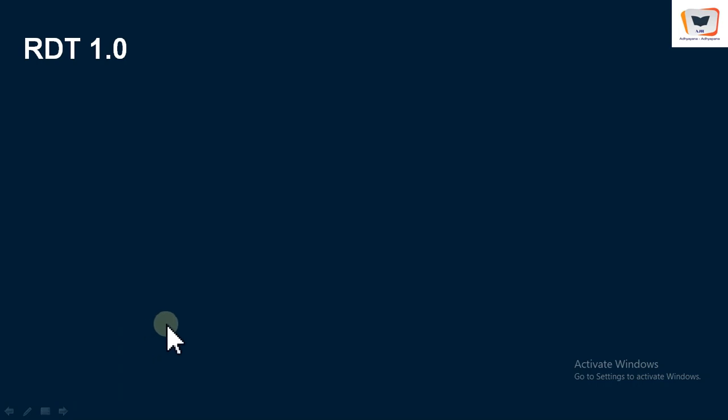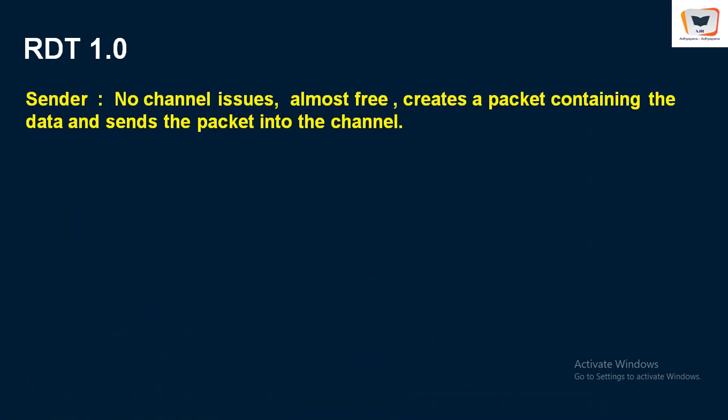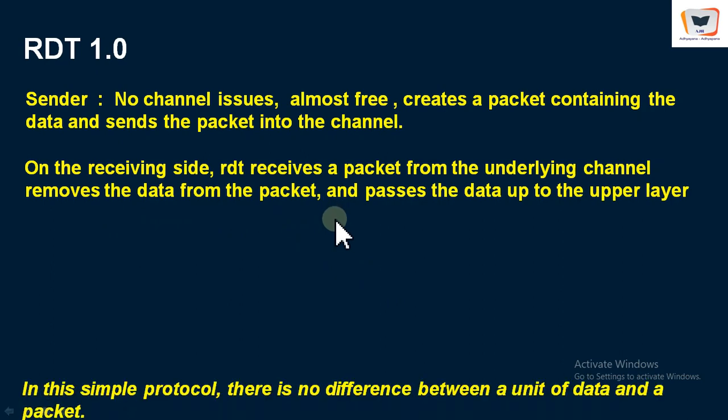We will go one by one discussing how exactly all the reliability issues were mounted as time went by. Here in RDT 1.0, there were no channel issues. Relatively, channels were free. There were very few contenders, that means fewer internet users. Therefore, channels were found to be very free. Okay, and the sender would create a packet containing the data and send the packet into the channel. On the receiving side, RDT receives a packet from the underlying channel, removes the data from the packet, and passes the data up to the upper layer.